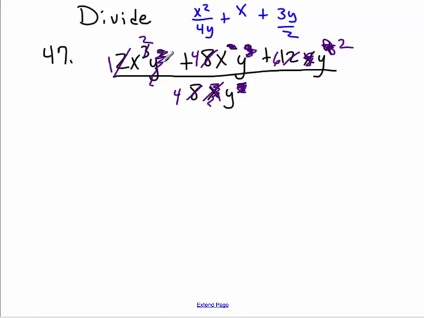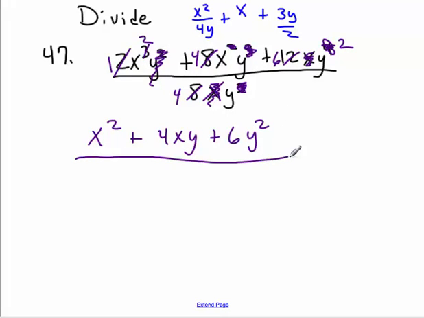So what do we have left? Kind of a mess, but we have x squared in this term plus 4xy. I think that's what we have. xy plus 6y squared. All this is going to be over 4y.